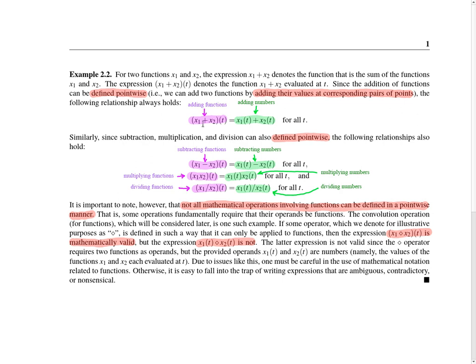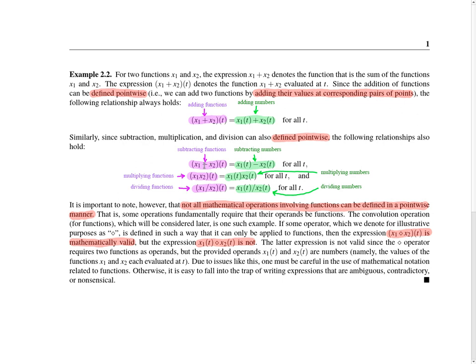The reason why is the way that we define the addition of functions, in other words, what the meaning of x1 plus x2 is, it's defined by an equation like this. The way that we add functions is we add them at every single pair of points. In other words, addition is defined pointwise for functions. And it's the same story for subtraction, multiplication, and division.